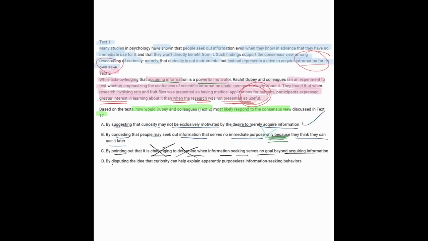And looking at D now, by disputing the idea that curiosity can help explain apparently purposeless information-seeking behavior. We were not seeing it disputing the idea that curiosity can explain purposeless information-seeking behaviors. They said in the beginning, yes, curiosity is a possible motivator. So it's not disputing that idea. Right here, it said acquiring information is a powerful motivator. So definitely not disputing that. So we found problems with B, C, and D, but we had no problem with A. So that's our answer for this question.